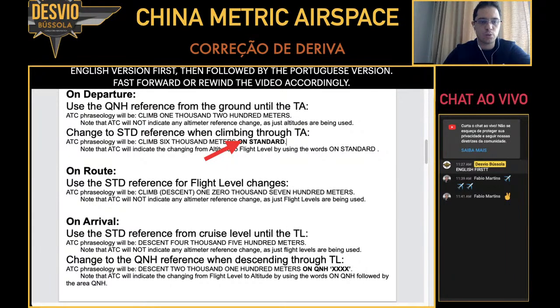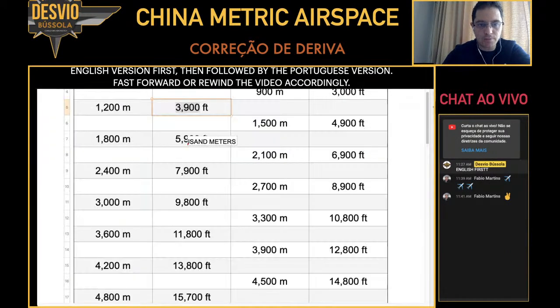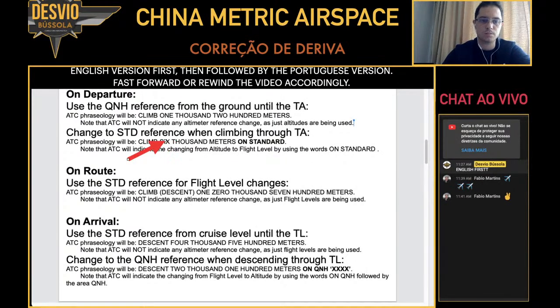Okay, so what you have to note is the ATC at this time will indicate the change from altitude to flight level by using the words "on standard". That's the main thing, and a lot of people get confused because Chinese ATC will not tell you "climb flight level 6,000 meters". They will tell you "climb 6,000 meters on standard". That means flight level for them.